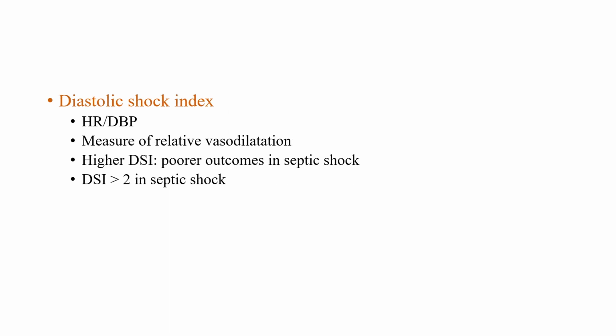Diastolic shock index is heart rate divided by diastolic BP. It shows how much the patient is vasodilated. A value of more than 2 is usually seen in septic shock, and higher values indicate poorer outcomes in septic shock patients.